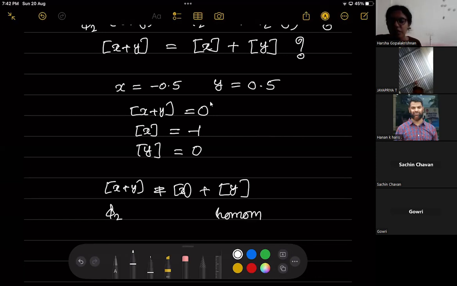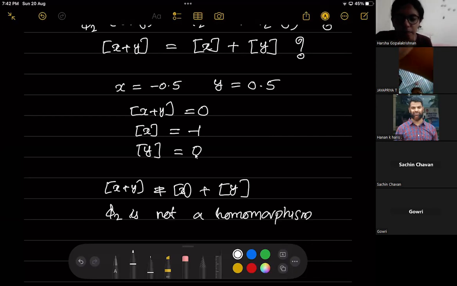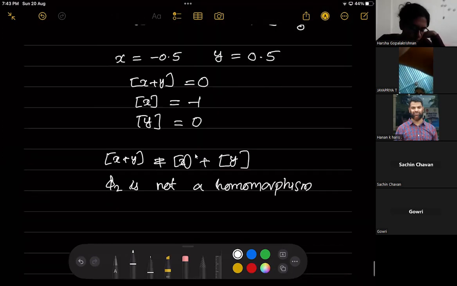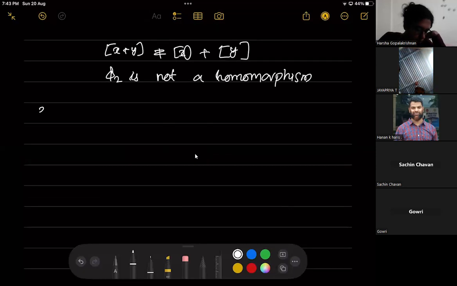Is this example clear for everyone why it is not a homomorphism? Any doubt in this question? If you have doubt, you can ask. Otherwise, let's move to the next problem.